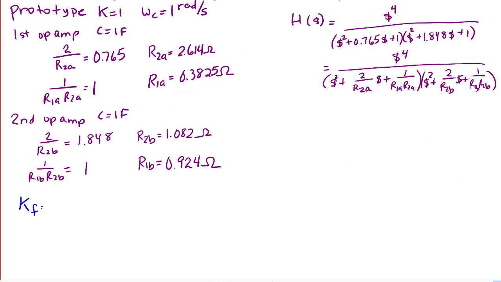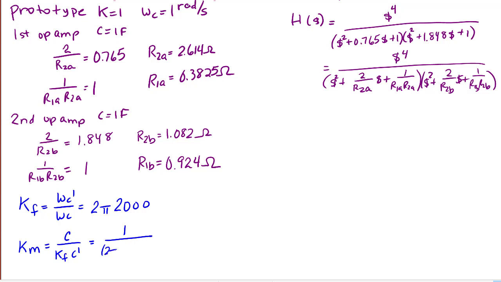So now for the scale factors. Kf is equal to omega C prime over omega C, which equals 2 pi 2000. Km is equal to C over Kf C prime, and remember C prime is 10 nanofarads. So Km is equal to 1 over 2 pi 2000 times 10 nano, which is equal to 7,958. So now to scale the components. C prime is 10 nanofarads.